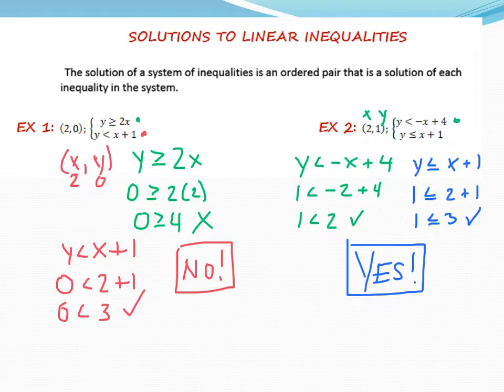Okay? Plugged in 1 and 2 again for x and y. Y goes there, x goes there. 2 plus 1 on this side equals 3. So I have 1 is less than or equal to 3. Well, 1 is not equal to 3, but it certainly is less than. So this ends up working out. So notice here that my solution of 2, 1 satisfies both inequalities. This is considered a solution.